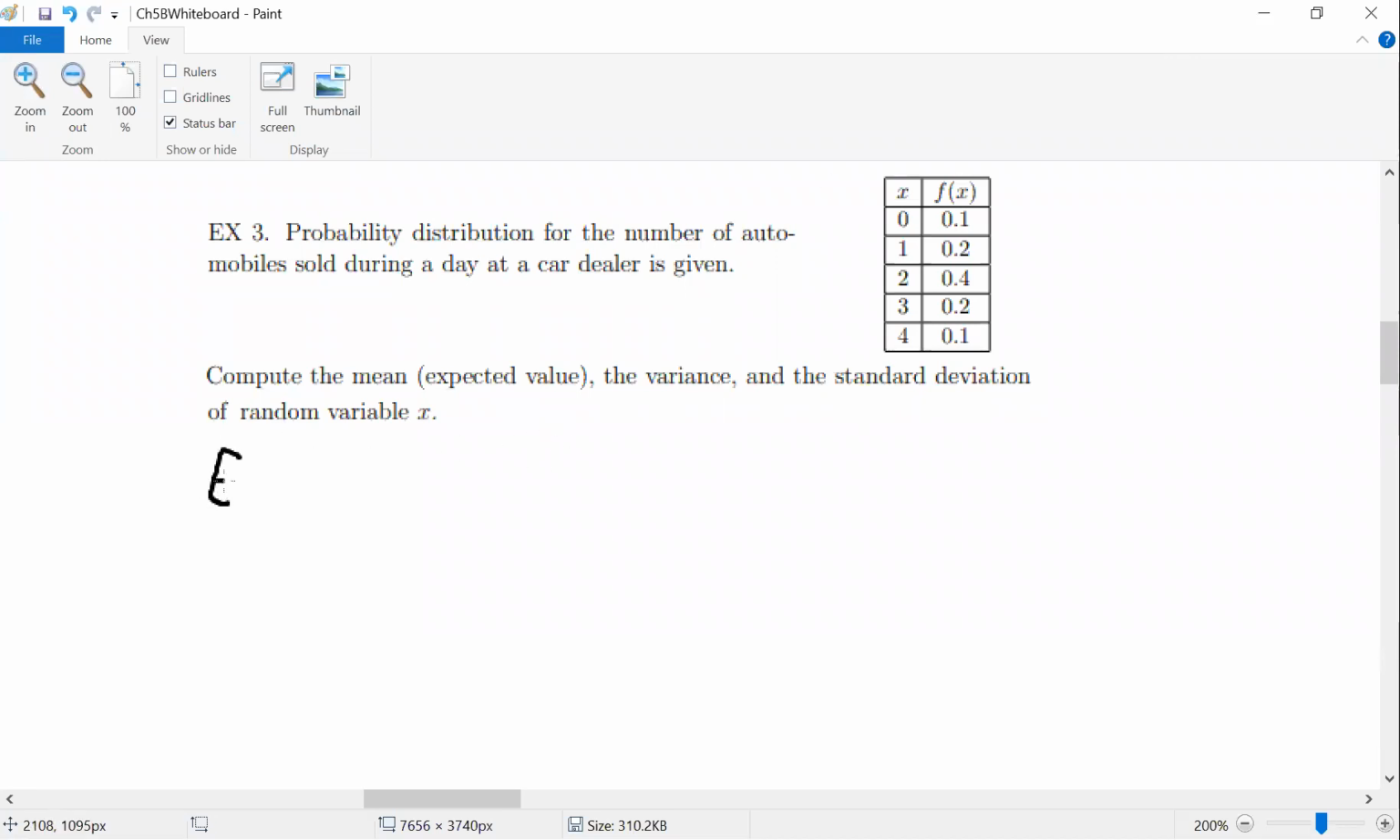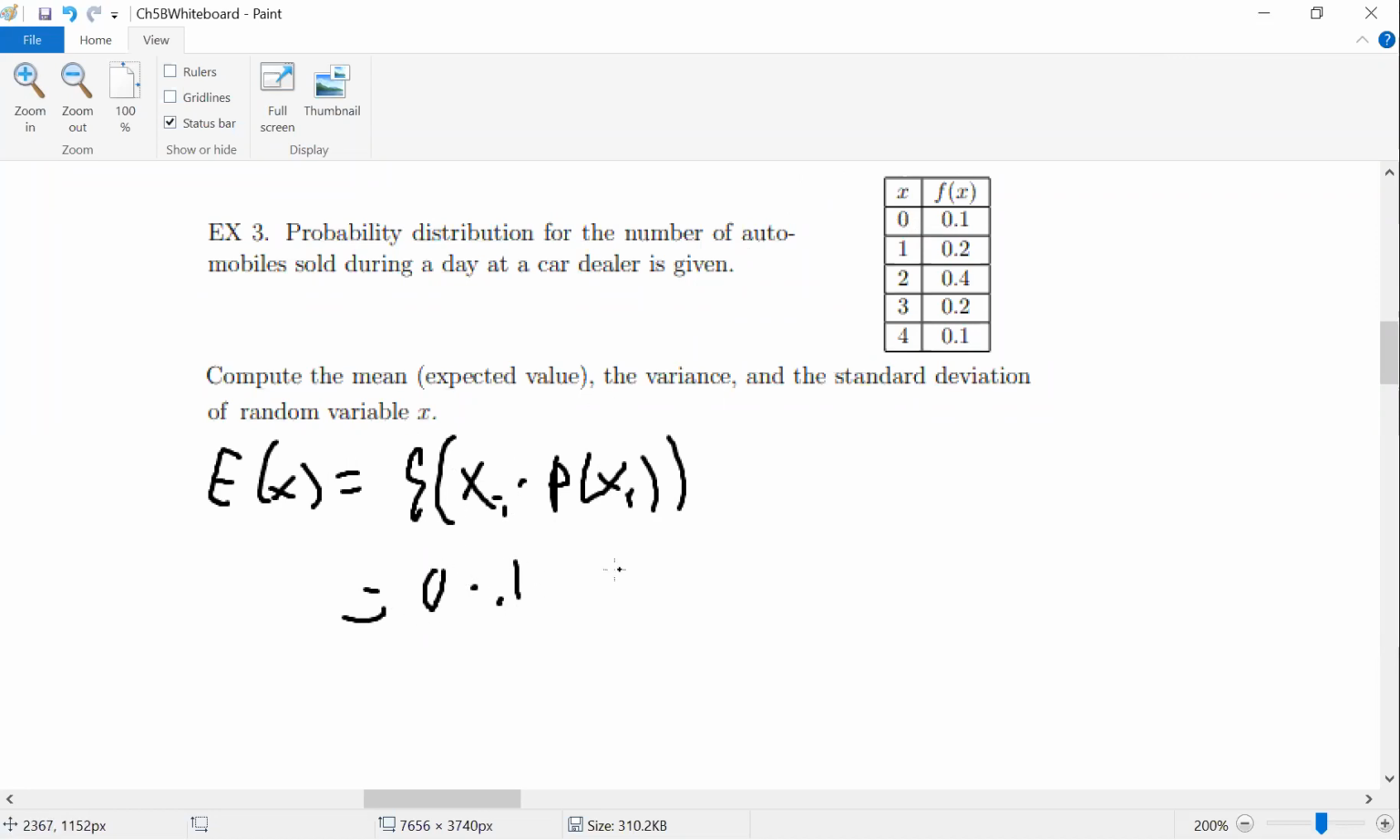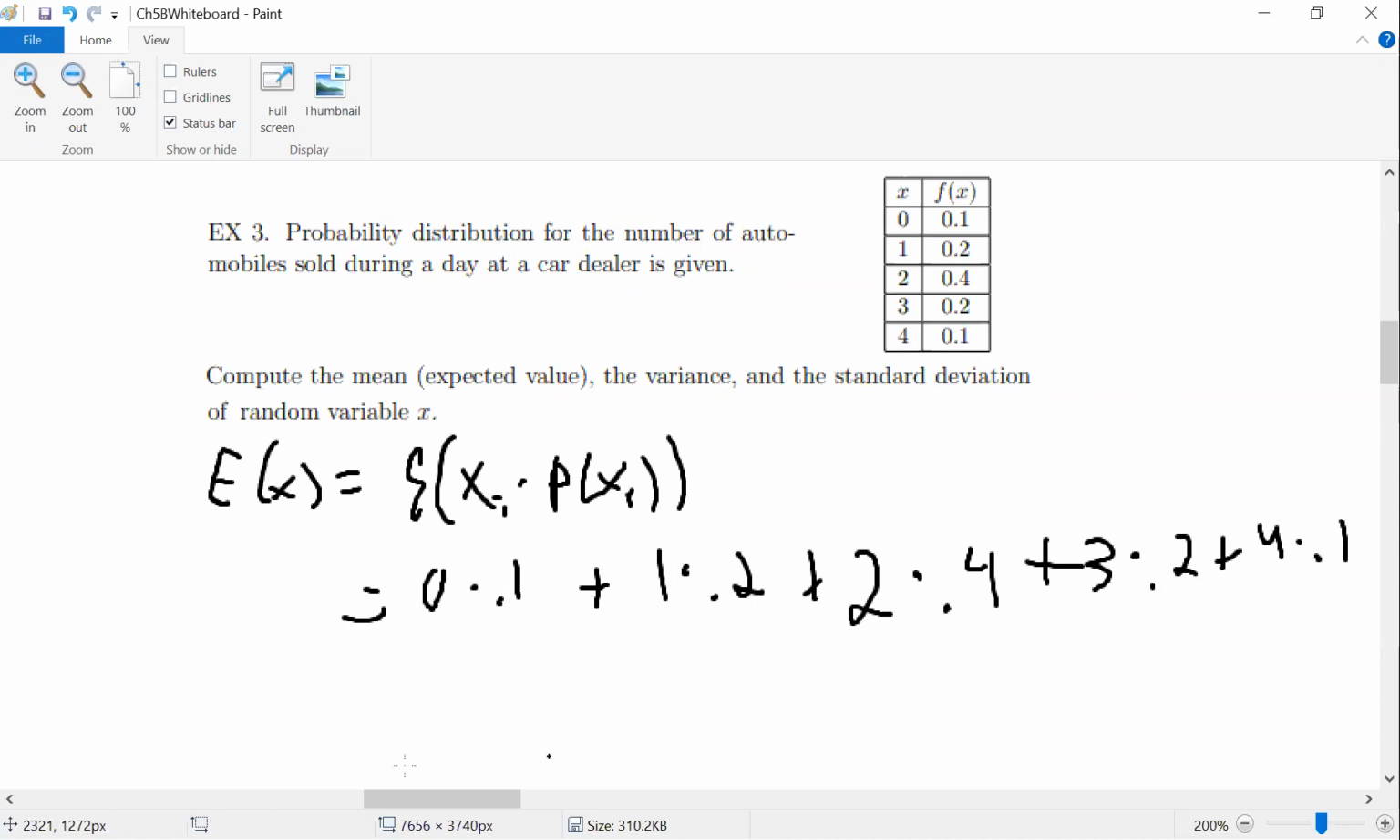So our expected value, E of X, is equal to the sum of our Xi's times the probability of getting those Xi's. So in this case, our first Xi is zero, and the probability associated with that is 0.1. So we have zero times 0.1. Our next one, our Xi is one, and the probability of getting one is 0.2. Our next one, our X value is two, and the probability of getting two is 0.4. Our next one is three, and the probability of getting three is 0.2. And our last one is four, and the probability of getting four is 0.1.